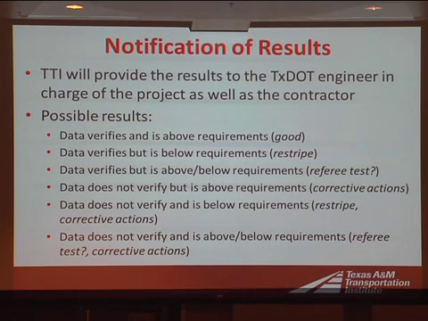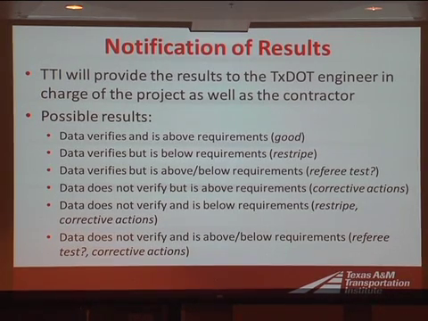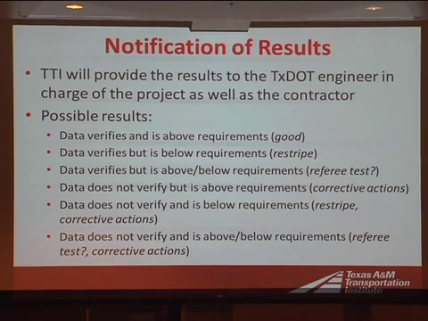So really the possible results are that the data verifies and it's above the requirements, which is a good thing. The data could verify but be below the requirements. That would mean you'd probably have to restripe the roadway, if that's what the engineer chooses to do. The data verifies but is above and below requirements. That's where one of the issues may arise, and possibly a need for a referee test. The referee testing is going to be conducted by the construction division.